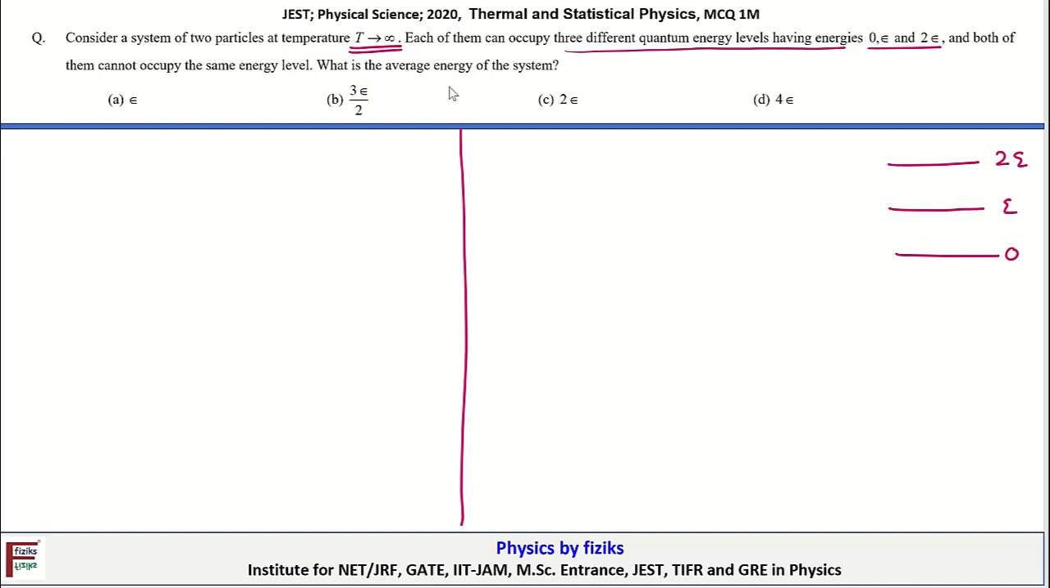Both of them cannot occupy the same energy level, and it's given that we have n equal to 2 particles, so that means they are bound to be in different energy states. So let's first draw the corresponding microstates, or the configurations. Suppose we have two particles A and B, we can call them different also, because they cannot occupy the same state. Then this could be the second scenario, and the last one could be this one.